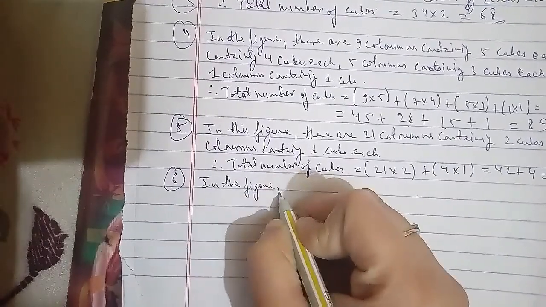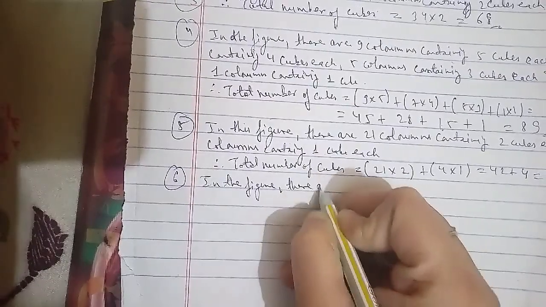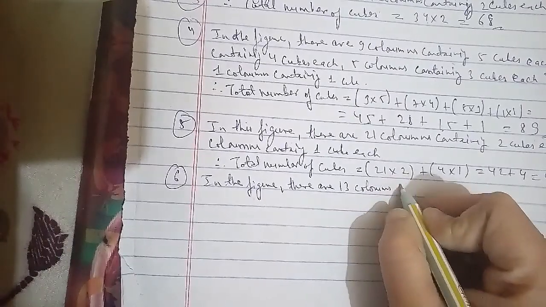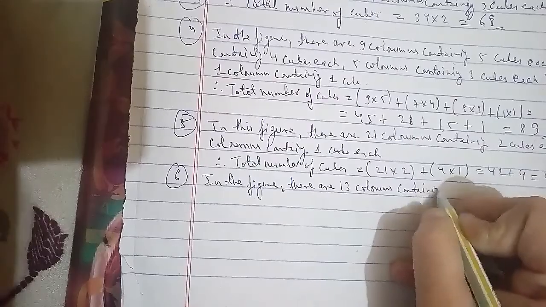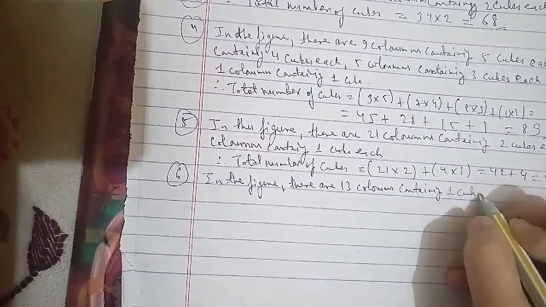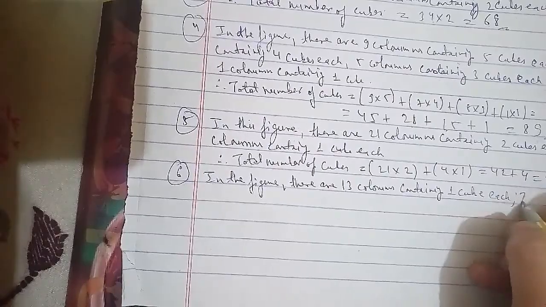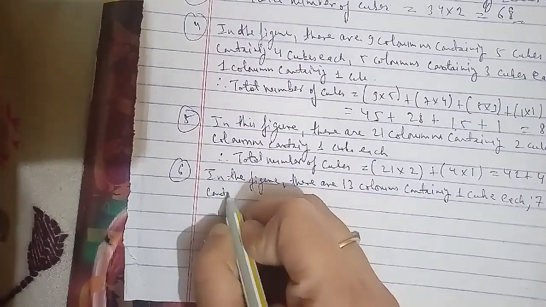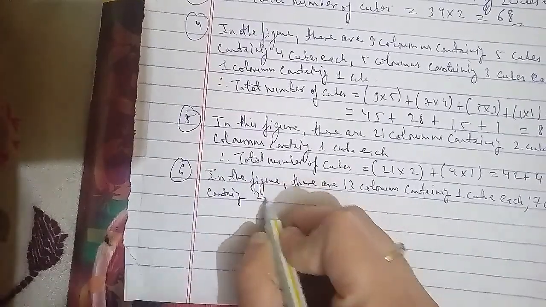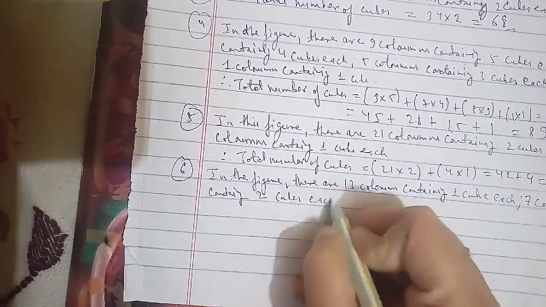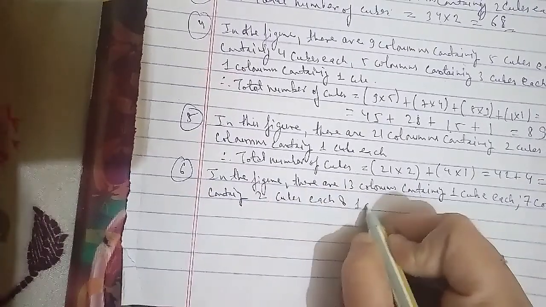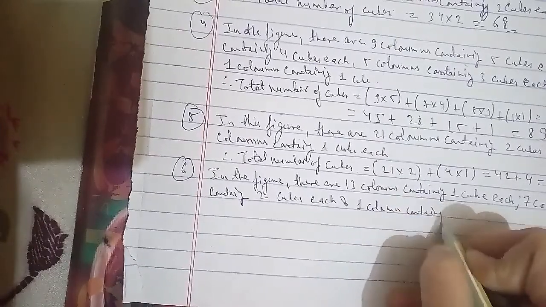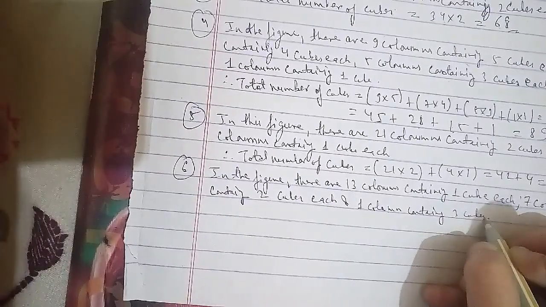So total number of cubes equals 13 into 1 plus 7 into 2 plus 1 into 3. That equals 13, 7 2s are 14, plus 3. 13 plus 14 is 27, plus 3 is 30. So that will be the answer we'll get, 30 here. So 30 will be the right answer for this question as well.